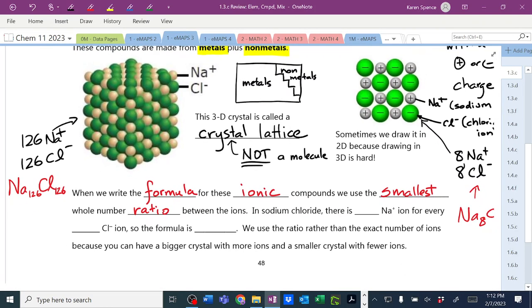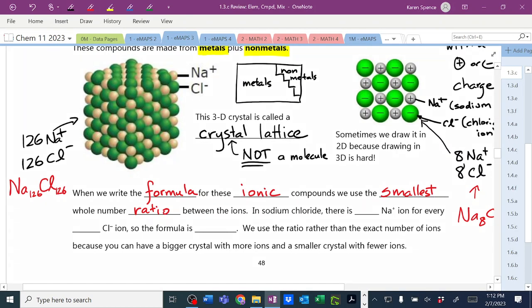And it doesn't matter how big my crystal is, it will always be alternating sodium chloride, sodium chloride, sodium chloride. So for every 1 sodium, there is always how many chlorides? 1. So it's a 1-to-1 ratio. In sodium chloride, there's 1 sodium for every 1 chloride. So we simply write the formula as NaCl, no subscripts, which means 1 of each.